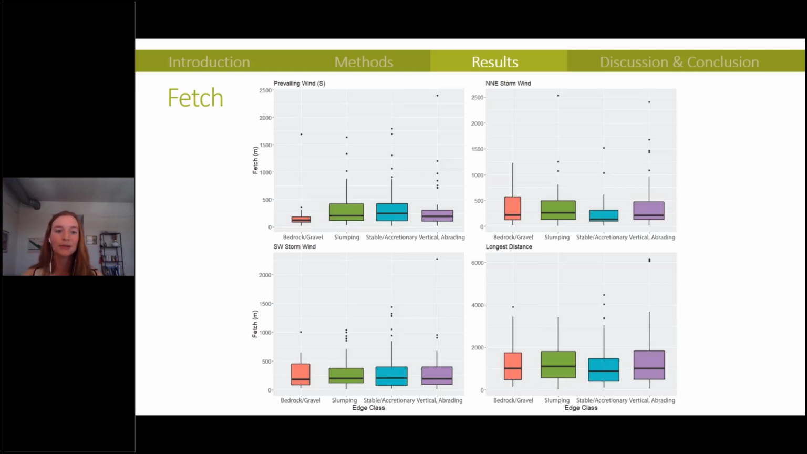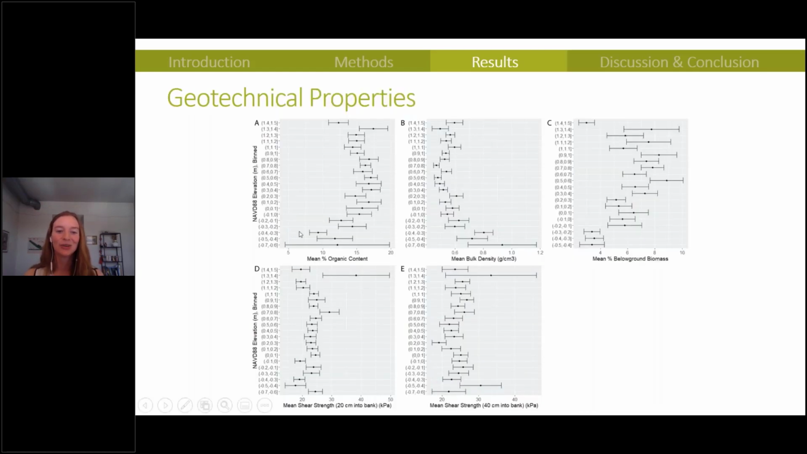And then moving on to the geotechnical properties, these kind of intense graphs show each geotechnical property. The x-axis here shows organic content, bulk density, below ground biomass, and shear strength, and the y-axis is elevation. This basically just shows each geotechnical property and its trends with elevation. The error bars are standard error, and using some statistical tests, we found that there really is no significant difference in elevation for each of these properties.